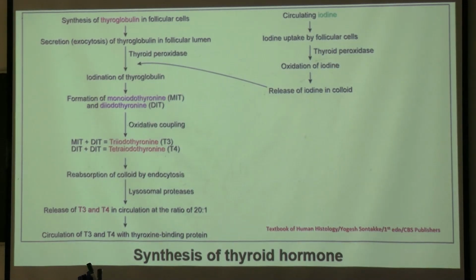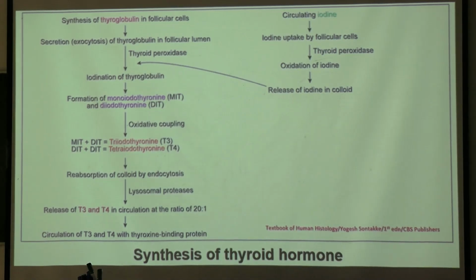Then lysosomal proteases help in release of T3 and T4 into the circulation in the ratio of 20:1. See, the ratio is very high. Okay, the amount of T4 released in blood is very high compared to T3, but T3 is the active form. Okay, and then there will be circulation of T3 and T4 with thyroid binding protein.